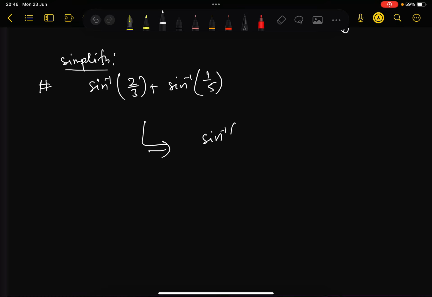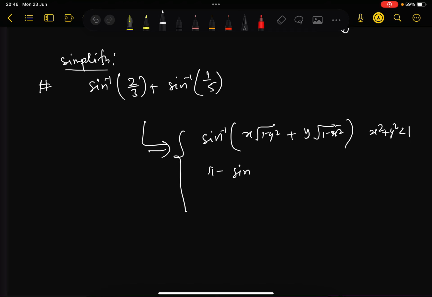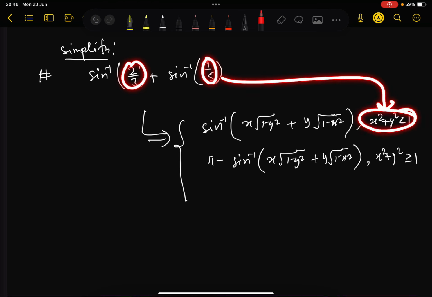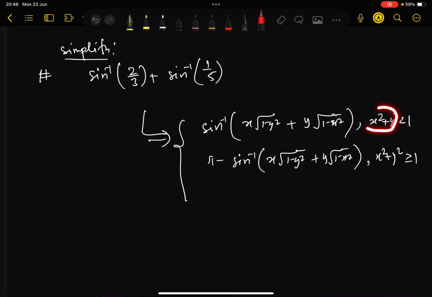So this is equal to sine inverse of x into root of 1 minus y square plus y into root of 1 minus x square, if x square plus y square is less than 1. The second formula was pi minus sine inverse of x into root of 1 minus y square plus y into root of 1 minus x square, if x square plus y square is greater than or equal to 1. So first of all we will check this condition by putting in these values, to identify whether x square plus y square is less than 1 or greater than or equal to 1.